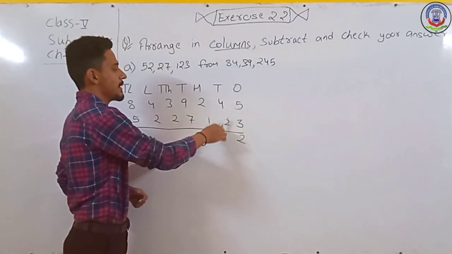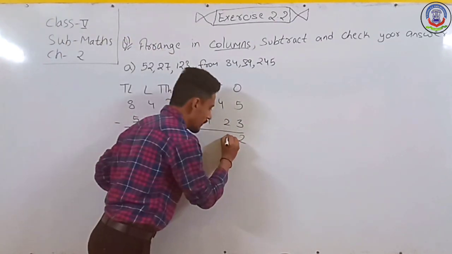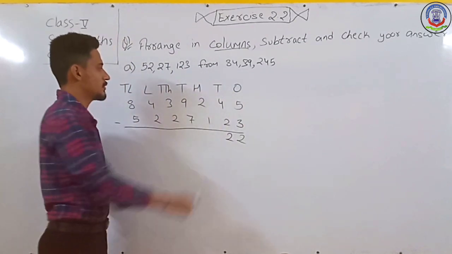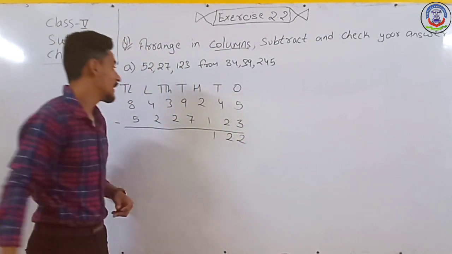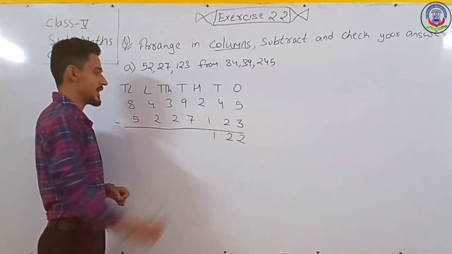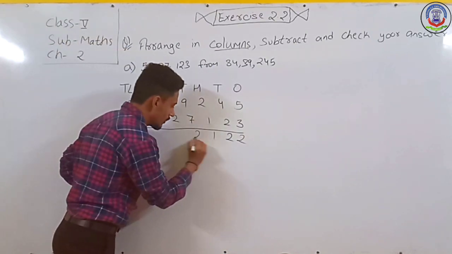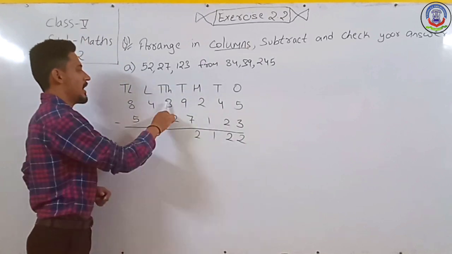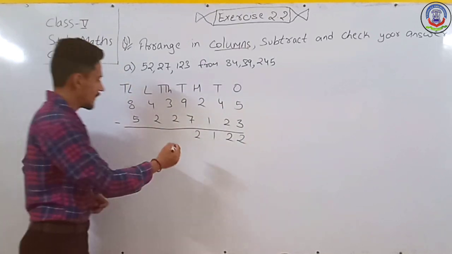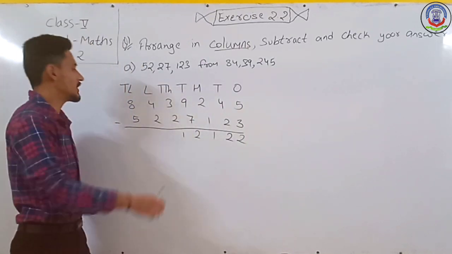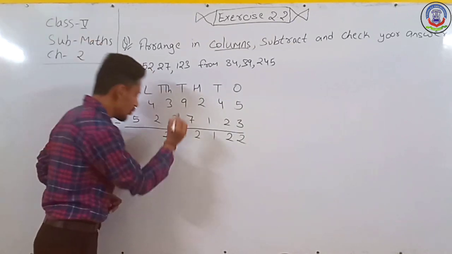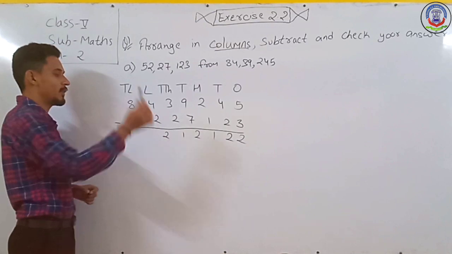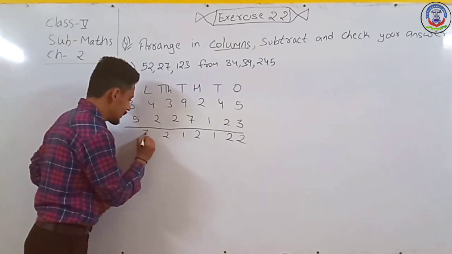Next we have 4 subtract 2, so we get 2. Next we have 2 subtract 1, so we will get 1. Next we have 9 subtract 7, so we will get 2. Next we have 3 subtract 2, so we will get 1. Next we have 4 subtract 2, so we will get 2. Next we have 8 subtract 5, so we get 3.